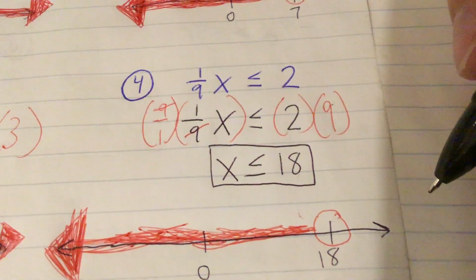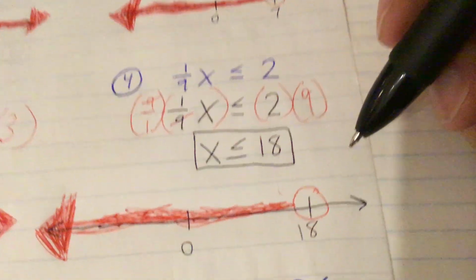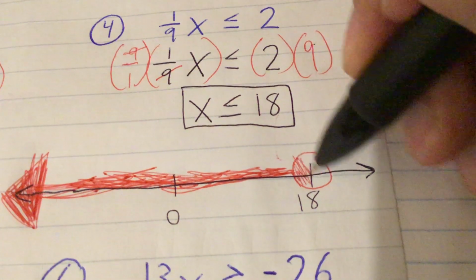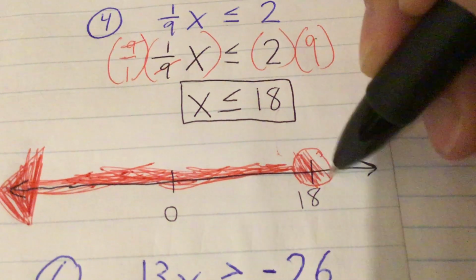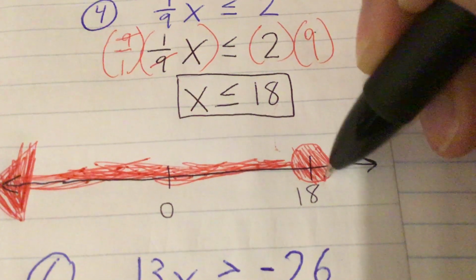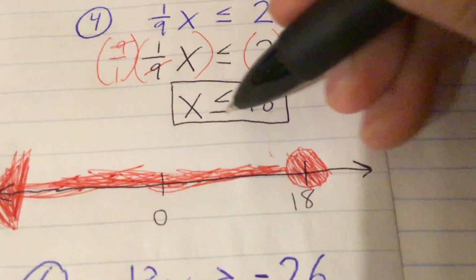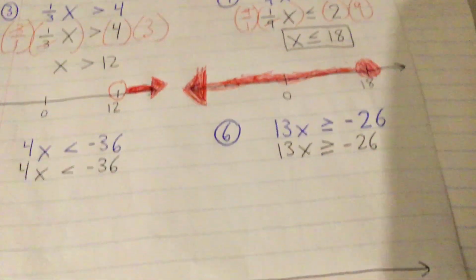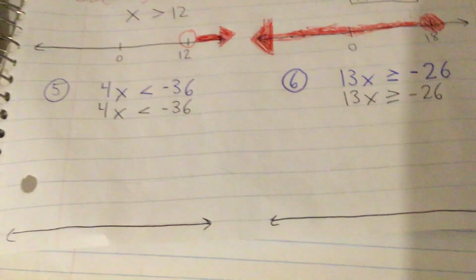Is 18 itself invited to the birthday party? Yeah, it says less than or equal to, so there we go. That makes my life so much easier. That bar tells me to fill in that endpoint. All right, now we're getting a little bit confusing, but we're not going to be so scared. Let's take a look at number 5.